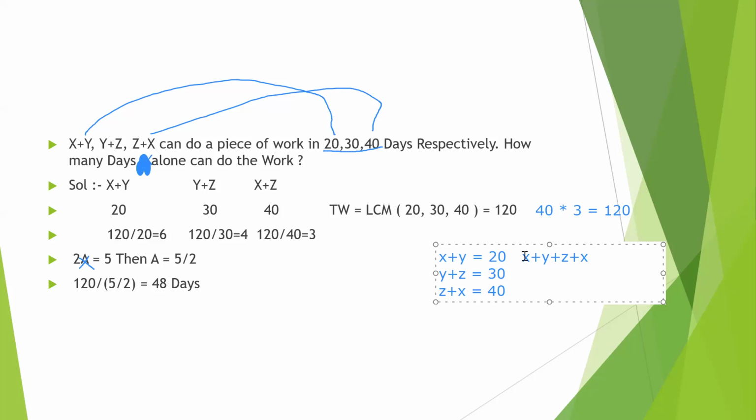In this way, we know y plus z. Here we observe y plus z. We know the value of y plus z is 30. Then we can get x. So we can substitute this in this way.